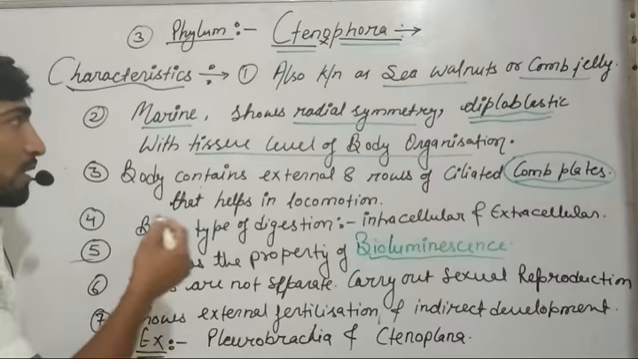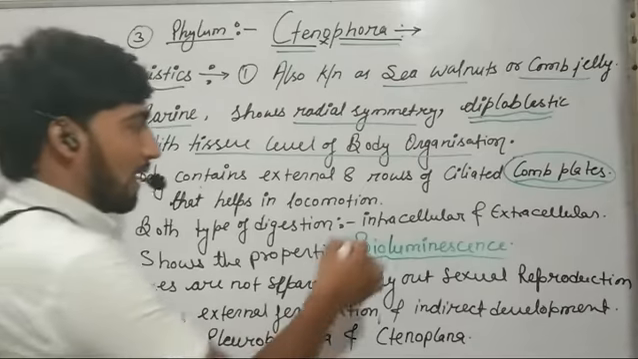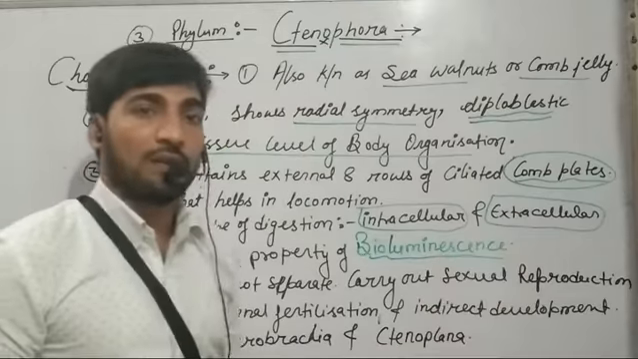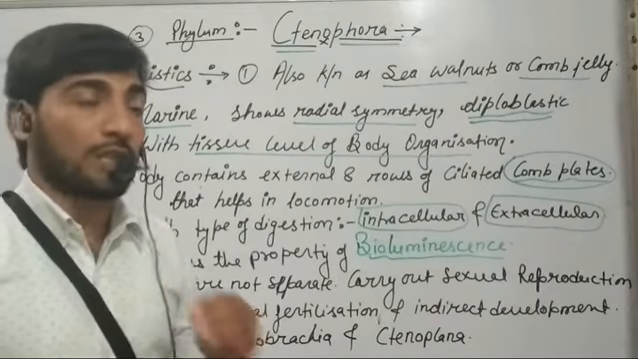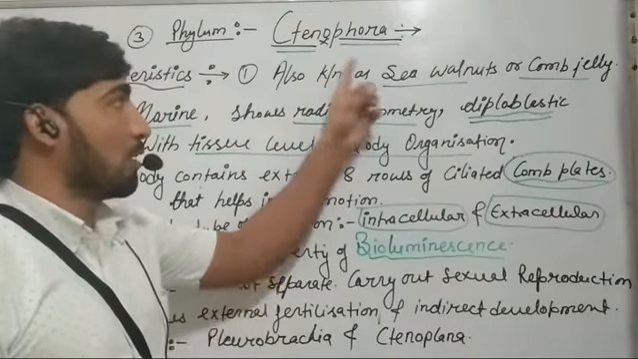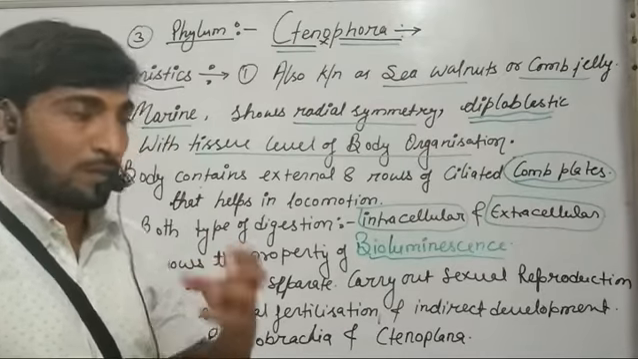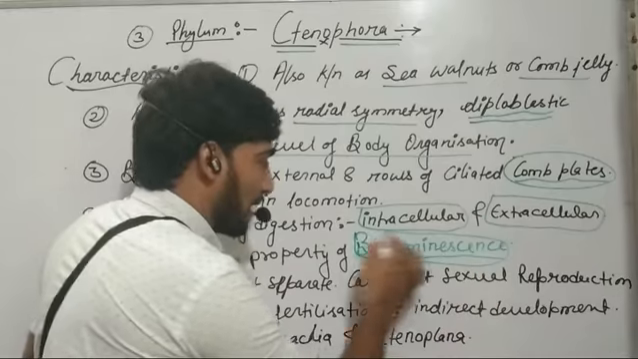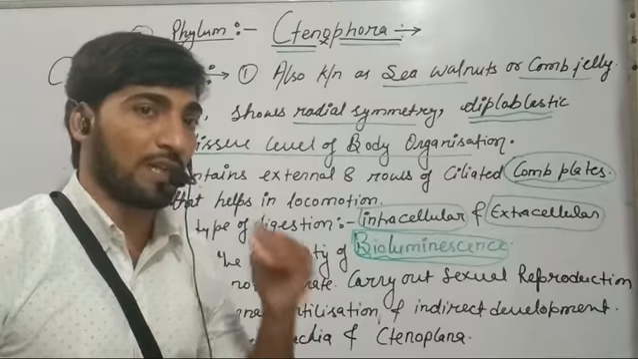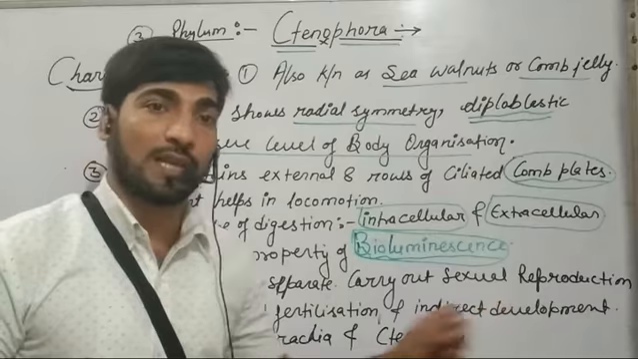Further, in case of Ctenophora, they show both types of digestion. That is, they have intracellular digestion as well as extracellular digestion. Now, the most important property of Ctenophora, or the organisms belonging to the Ctenophora phylum, is that they show the property of bioluminescence. Bioluminescence is the property in which an organism emits light. So it is the property of emitting light by an organism, and that is known as bioluminescence.